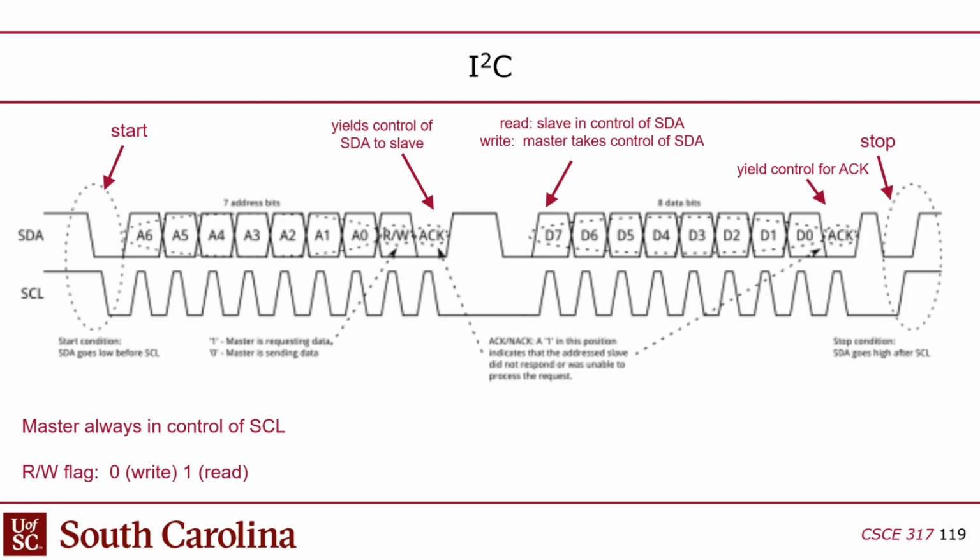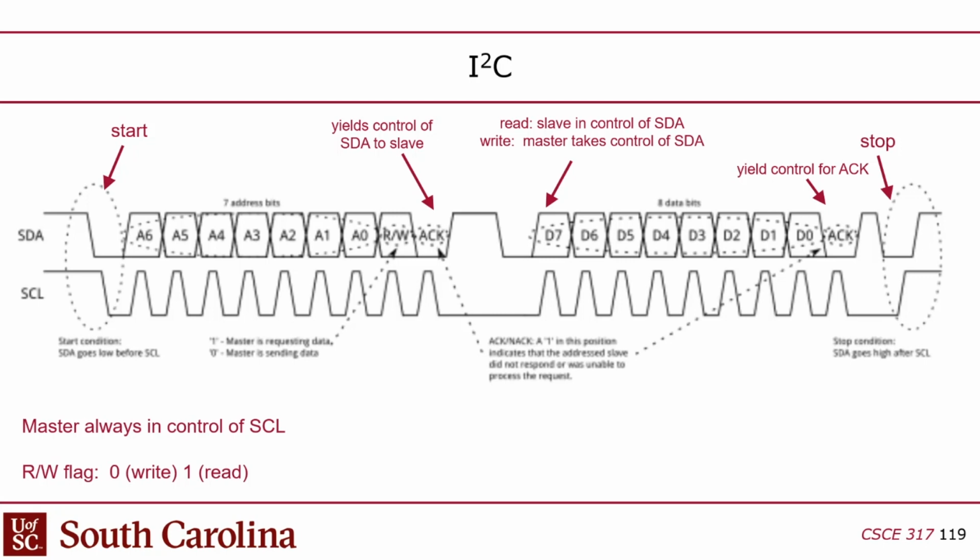The problem with the timing diagram here is that it's not obvious from the timing diagram who's setting these bits, right? You know just based on what slot they're in. So the first 7 bits are for the master, then the read or write flag is master, and then the slave is going to take control and do the acknowledge, right? But you can't tell that from the timing diagram. You just have to know based on the protocol.